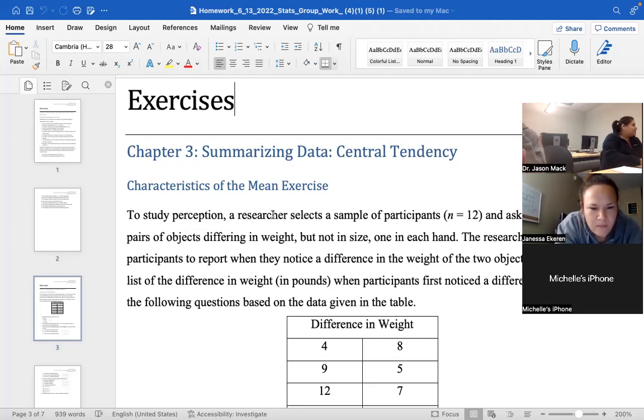Wait, is this asking us to tell them the X total value? That's what every score minus the mean, so minus 8, and then take all those numbers and add them. You should end up with 0.